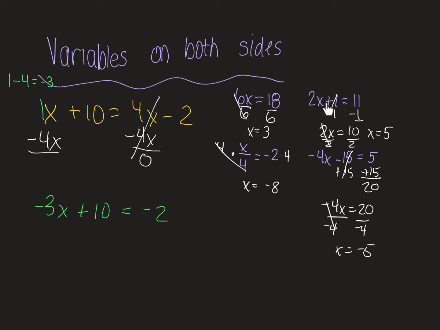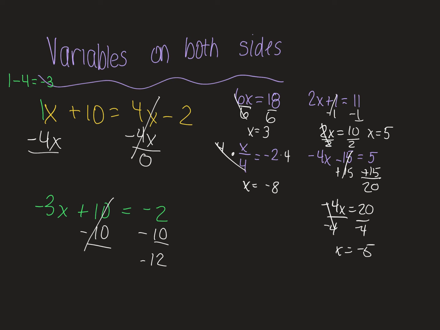Now this should look like one of these. So we've got 2 more steps to go. It was 3 steps altogether. So now I want to subtract 10. Minus 10, cross out. What's my answer? A -2 and a -10 makes a -12.